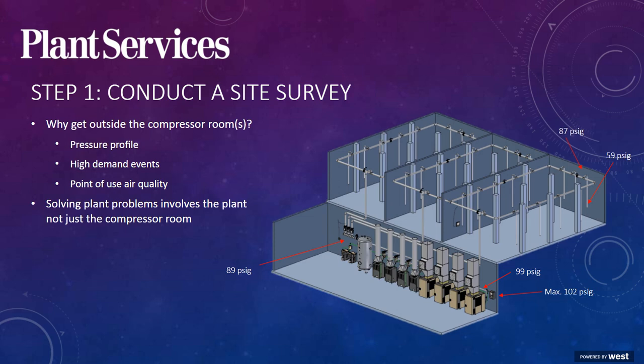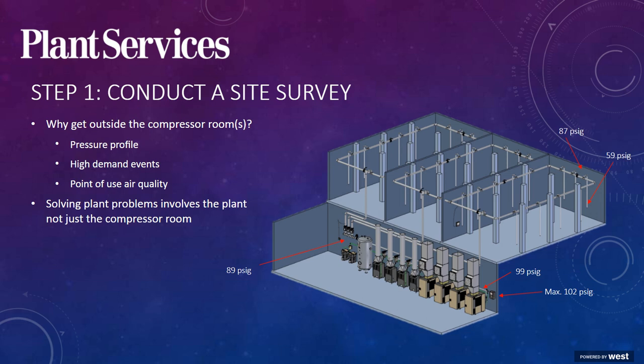I mentioned this already, but getting out of the compressor room is key to understanding the system. The piping network, point of use filtration or dryers, the pressure profile throughout the plant, and how the plant's using the air encompasses the entirety of your compressed air system. The picture at right shows perhaps an atypical compressed air system with multiple loops and various piping that you can actually see. In a lot of cases, you don't see these things, but this gives us an idea of what a compressed air system and piping breakdown could look like with a pressure profile.